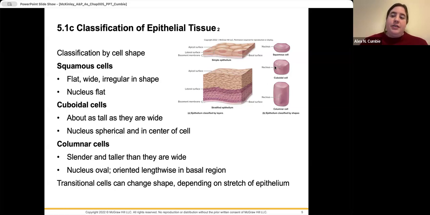For cuboidal cells, they're going to look like this. Their nuclei are going to be in the center of the cell.